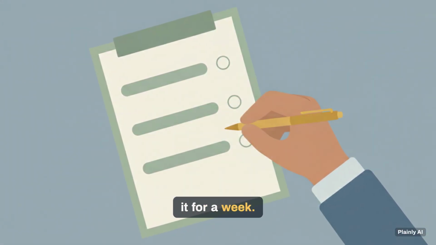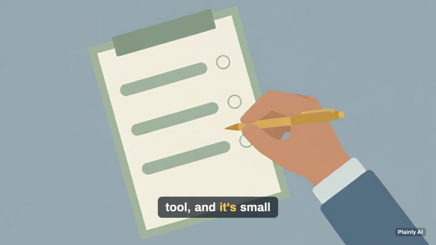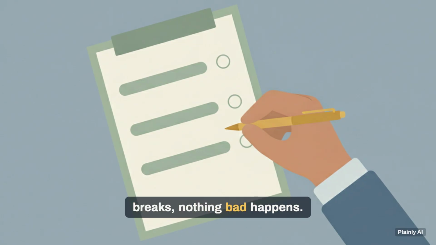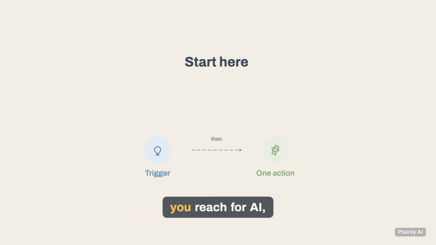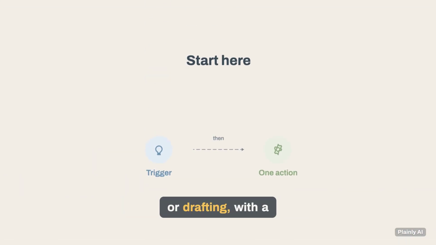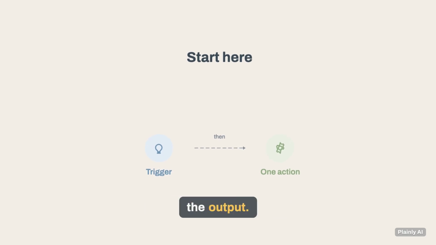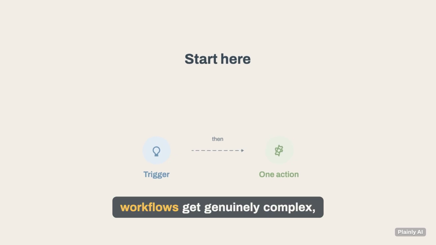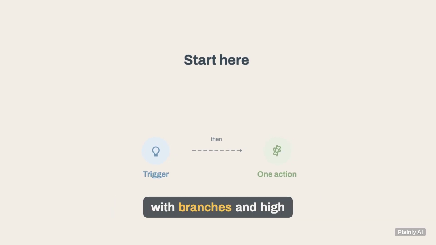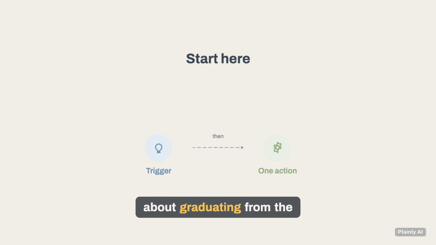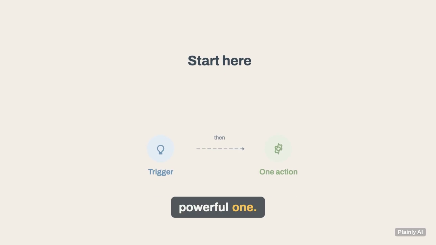Build that one. Get it running. Trust it for a week. That first win is what teaches you the tool, and it's small enough that if it breaks, nothing bad happens. Only after that do you reach for AI, and only for sorting or drafting with a human still glancing at the output. And only when your workflows get genuinely complex with branches and high volume do you think about graduating from the easy tool to the powerful one.